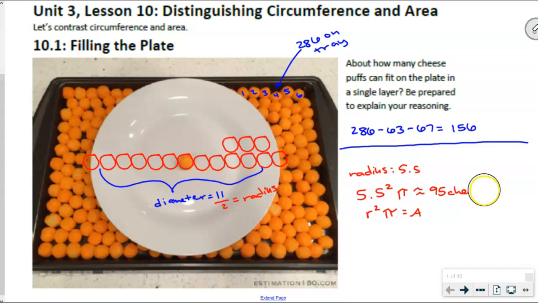Does that sound good to you guys? Is that a calculation that makes sense? Cheese balls. All right, that was using a diameter of 11.